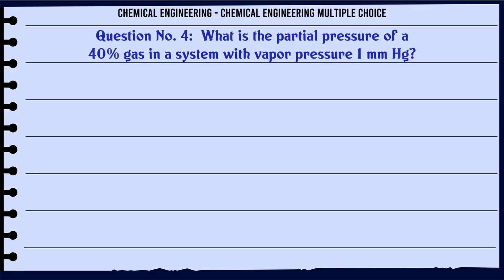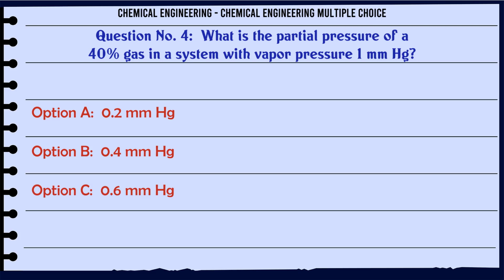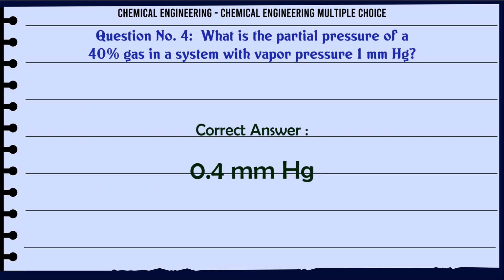What is the partial pressure of a 40 gas in a system with vapor pressure 1 mm Hg? A 0.2 mm Hg, B 0.4 mm Hg, C 0.6 mm Hg, D 0.8 mm Hg. The correct answer is 0.4 mm Hg.